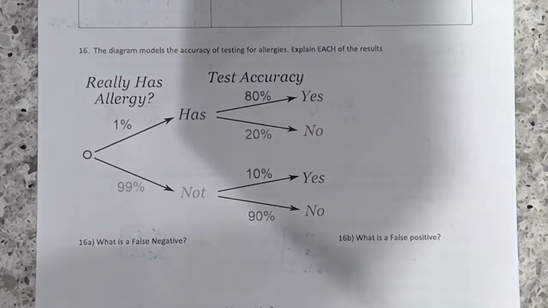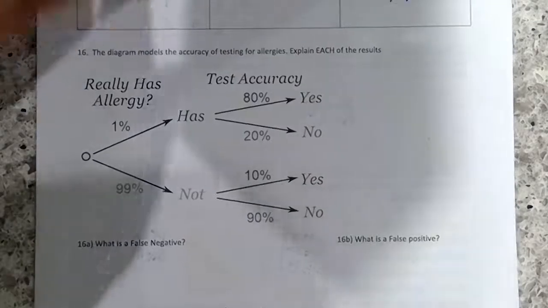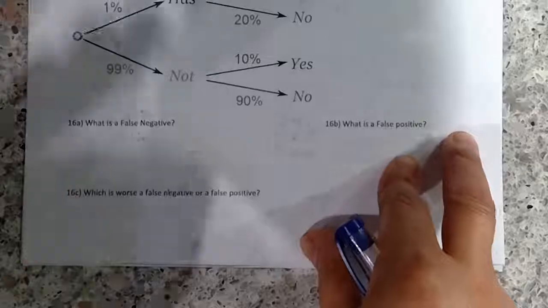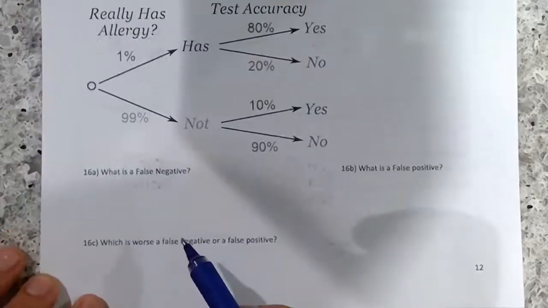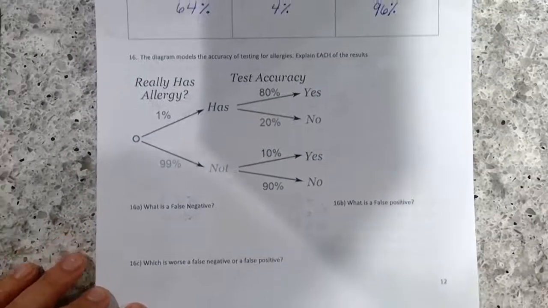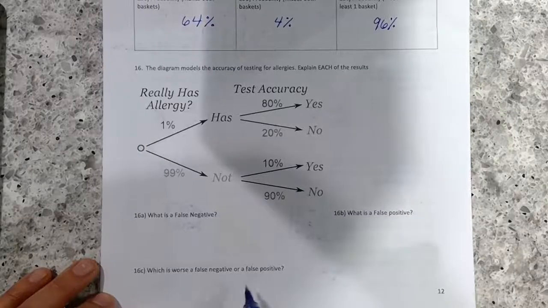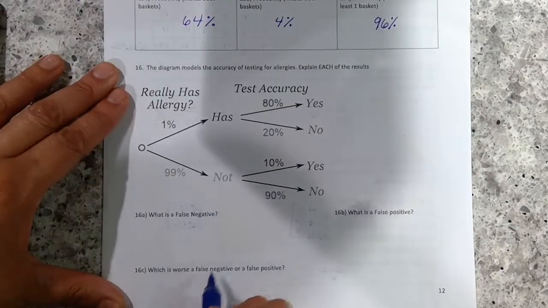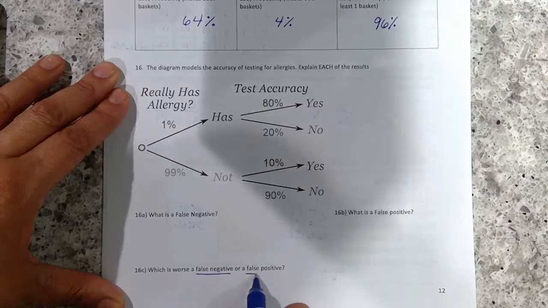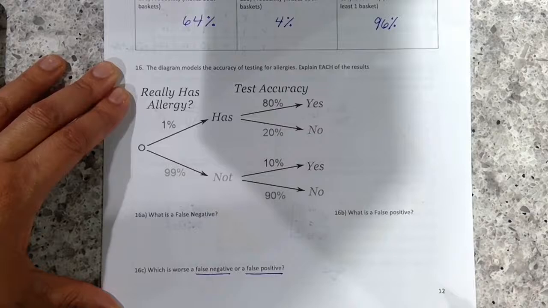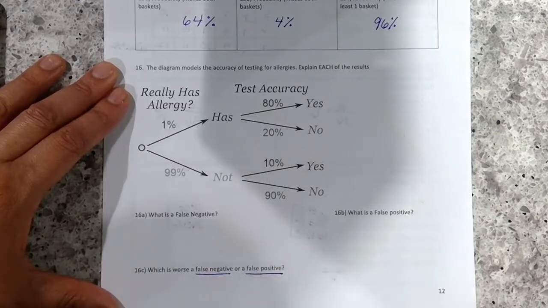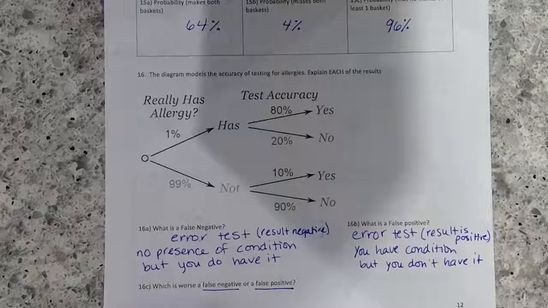Okay? All right. Now, the question says, which is worse? You can't see this bottom part. Which is worse? A false negative or a false positive? Now think about that for a minute. Take a minute, write your answer, what a false negative is, what a false positive is.